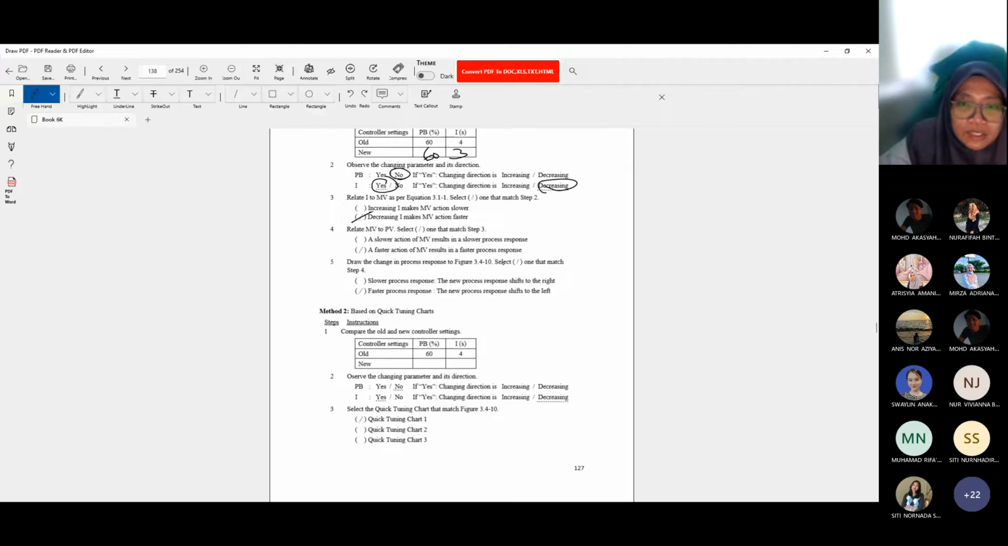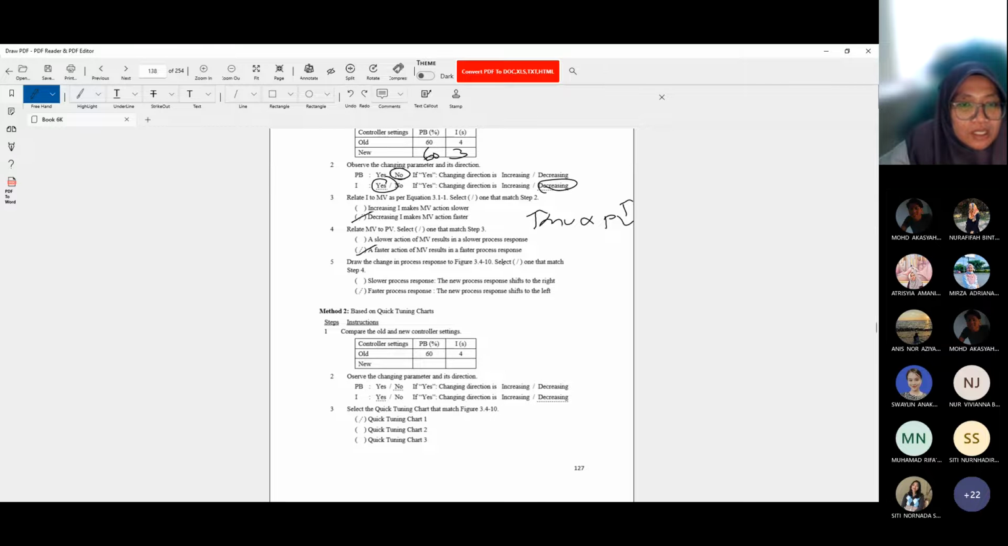Okay, so MV is directly proportional to PV. So we know the action of MV would be faster. So when we increase MV, PV will also increase. So you will get a faster action and you will get a faster process response. Okay. So from here, you choose faster.